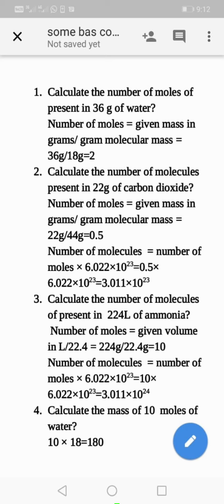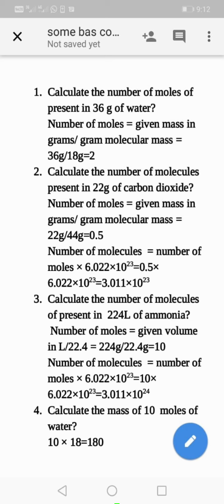As we know, molecular mass of water is equal to 18 gram. That means molecular mass is expressed in grams, that is what gram molecular mass is. The value is numerically equal, that is 18 gram, and 36 divided by 18, you will be getting the value 2. Okay, the very simple question.